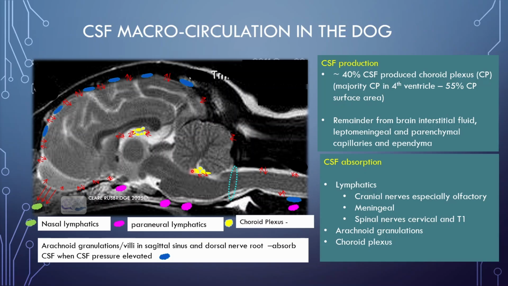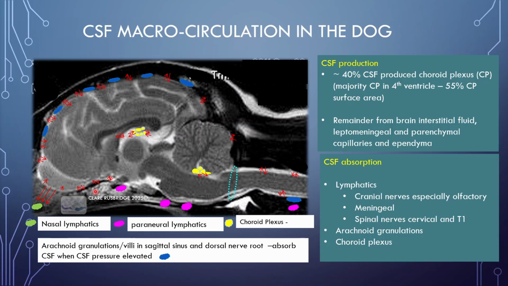The rest of the CSF, however, comes from the brain interstitial fluid, and you have to think of the fluid as circulating through the whole brain, and this is what's called the glymphatic system. The CSF is also absorbed through lymphatics in the cranial nerves, especially the olfactory route, and lymphatics associated with the meninges and with the spinal nerves going down to about T1.